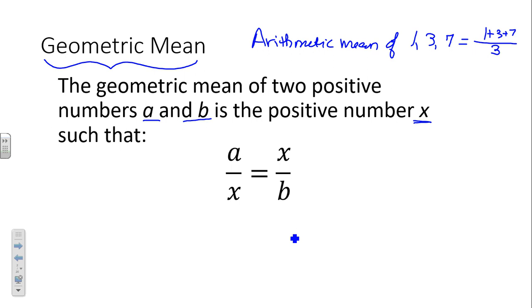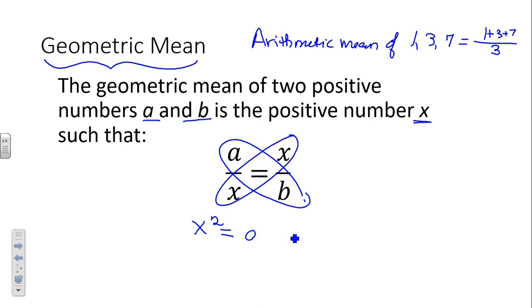So here we go. Now, when I work with the mean, I don't want to set up the proportions. I get lazy. I say that if x is the mean, then x squared will be equal to a times b. You can set it up as proportions. The key to setting it up as proportions is that your x's have to be on the same diagonal, and your a and b have to be on the other diagonal. So when you cross multiply, you get x squared equals a times b.